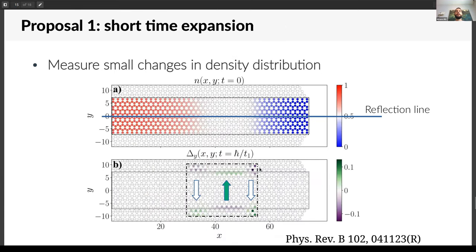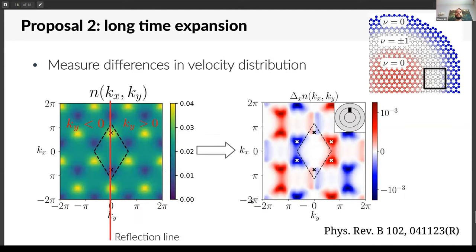Okay, so what is our first proposal? Our first proposal is to make a short-time expansion. So we select a small rectangular patch in the lattice and we let it expand for a very short time. And then we measure the density of particles in this region, and the density of particles in this region below, and we compare them. When we do it, we will observe that there is, for example, an accumulation of particles here and an accumulation of holes here. This means that we have a particle current in this direction. And this particle current is actually the bulk current in the bulk of the Chern insulator. By similar reasoning, we can also find the edge currents of the Chern insulator, here and here. Okay, this is our first proposal.